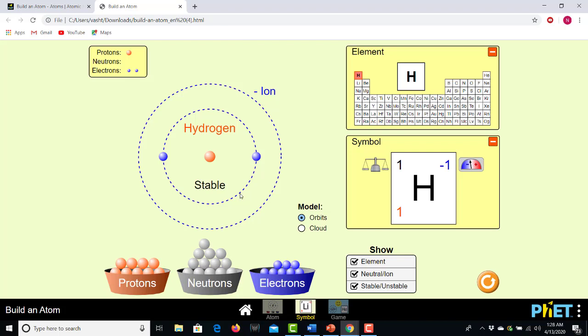The hydrogen anion is called hydride, H-Y-D-R-I-D-E, hydride. Let's recreate our hydrogen atom by removing one of the hydride electrons. So now let's take a look and see what happens if we add a neutron.